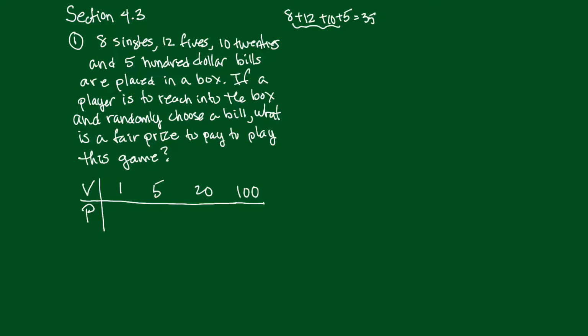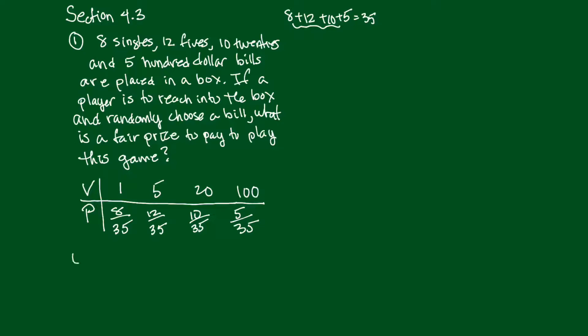Now there's 8 singles, so the probability of getting a 1 is 8 out of those 35. There's 12 fives, so the probability of getting a 5 is going to be 12 out of 35. There are 10 of these 20s, so we've got 10 chances out of the 35 to get a $20 bill, and we've got 5 chances, there's 5 hundreds, out of those 35.